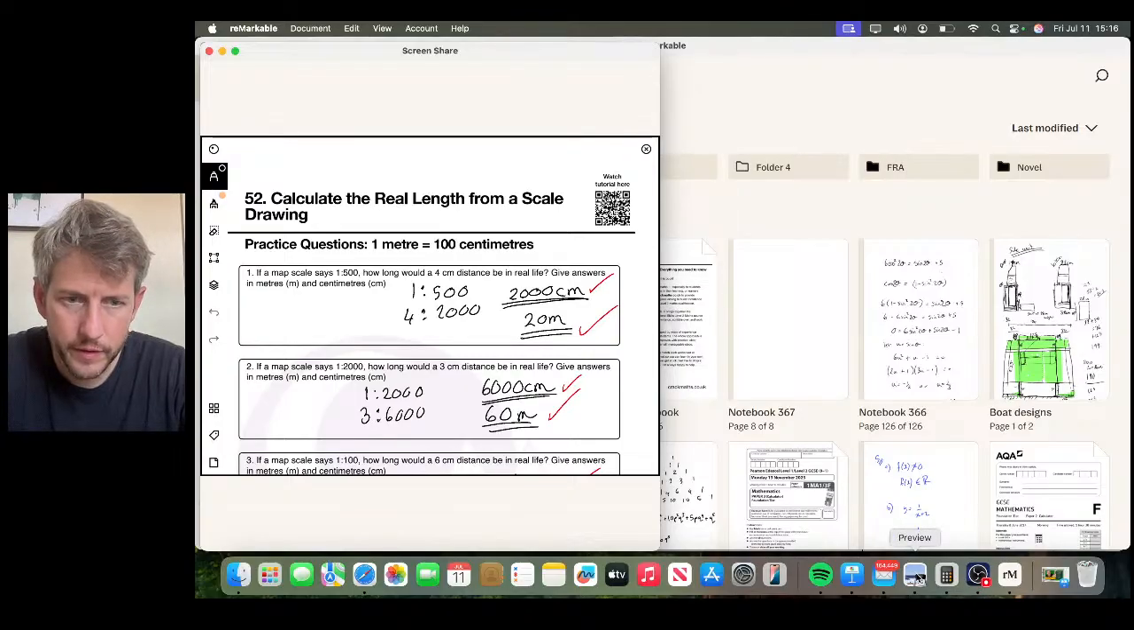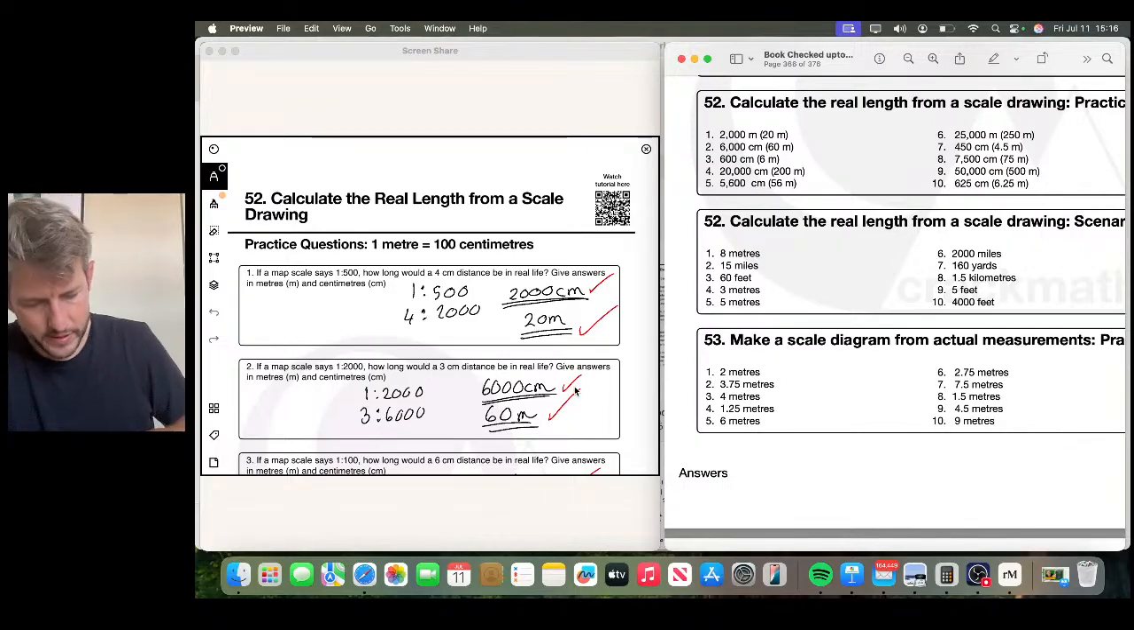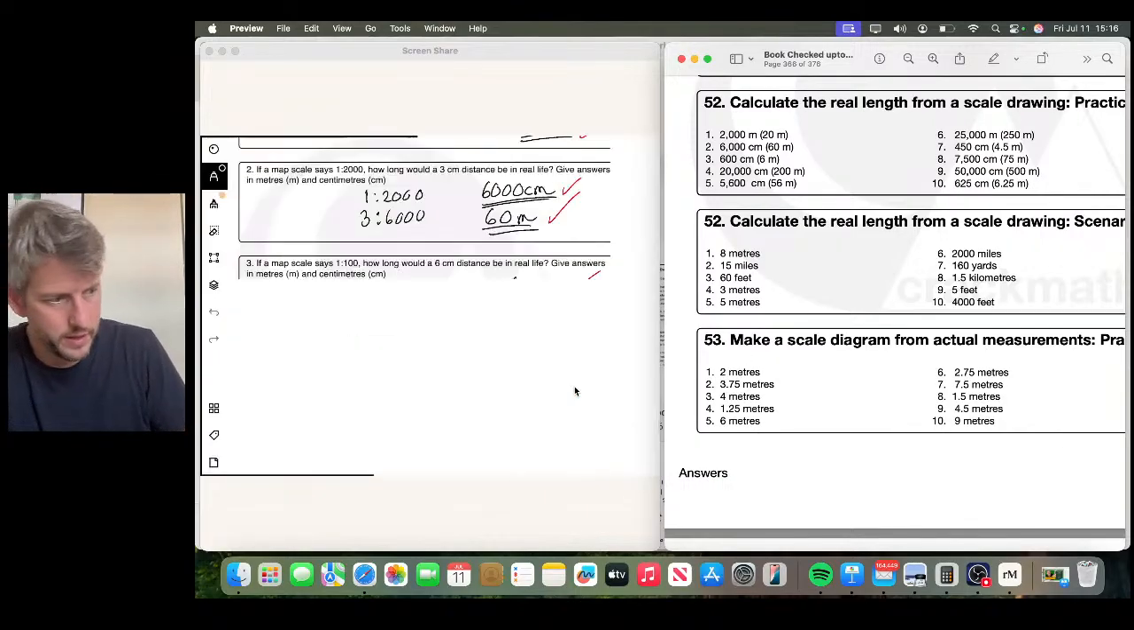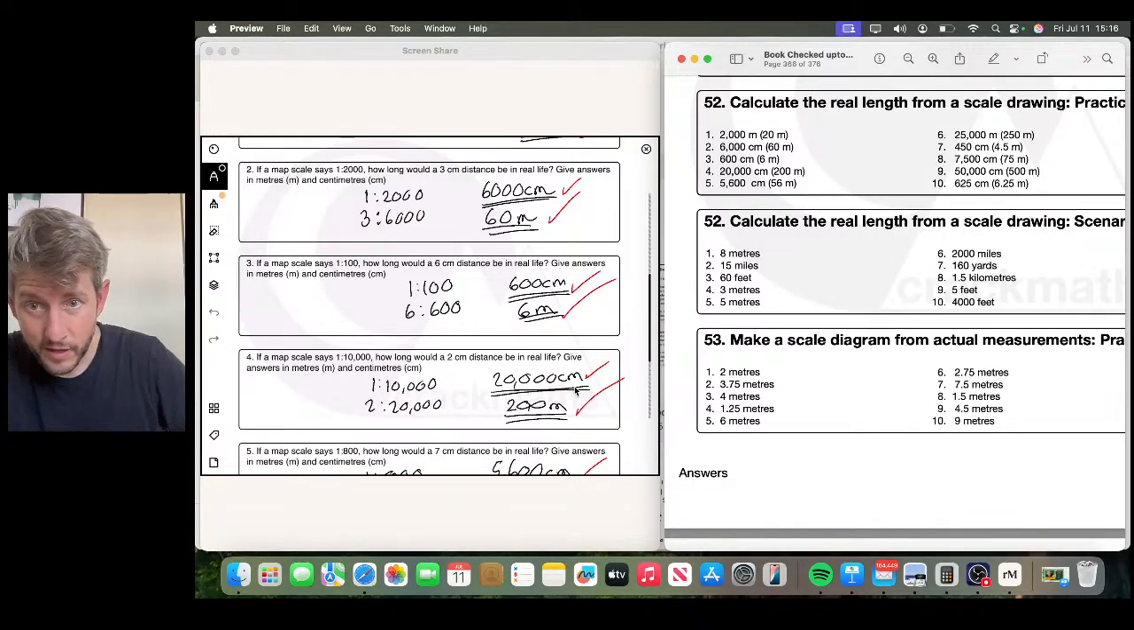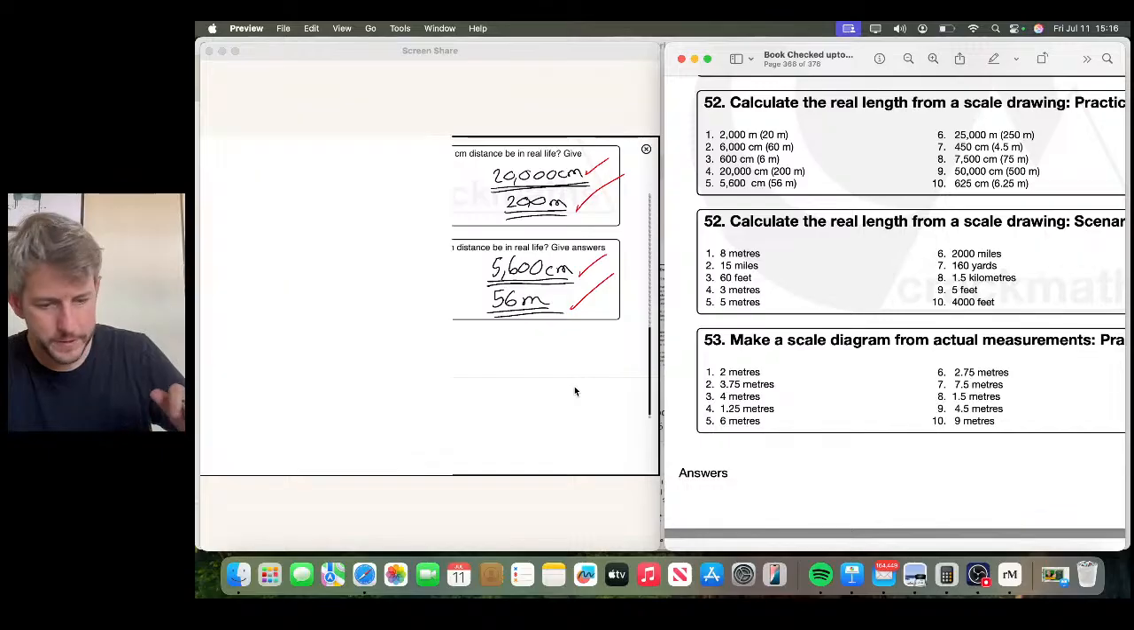Okay, and then here we go. Right, so we've done these. Did I get all of these marked? I did, yes. Right, there we go. So right, next round.